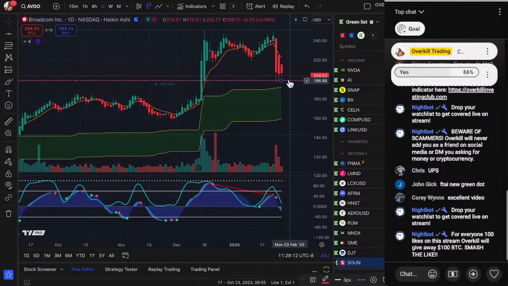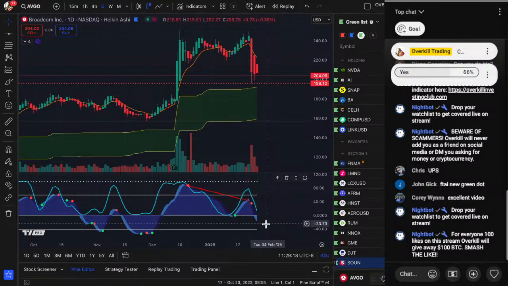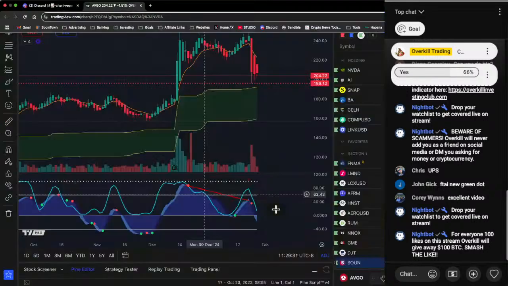195 is going to be a big level. If that thing breaks down below its low from 2 days ago, you could see that thing back down at 160. So if you're looking to buy this one, I would not touch it until you see that green dot on the chart there. But 195, if you're in the position, absolutely needs to be your stop loss, because if that breaks again, you're going to get the panic selling all the way down to probably 180, 160.